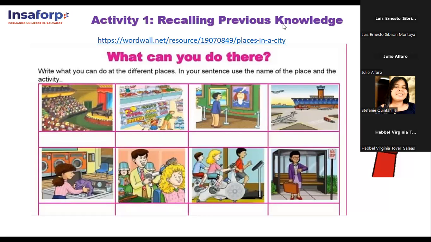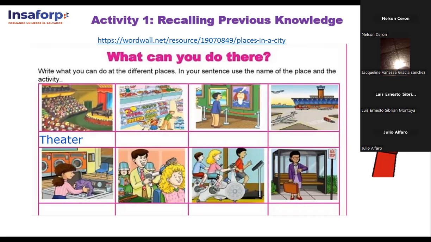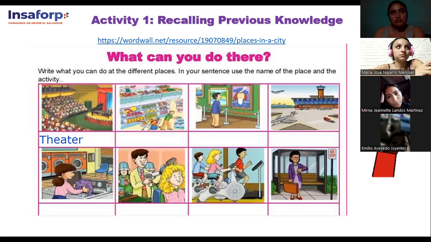What is the place? There are people in the... musician. Theater. Yeah, but what is the place? The theater. Okay. What can you do at the theater? You can hear a concert. Singer and piano. Yes, you can listen to an orchestra, or people playing the piano, right? Or you can watch a play.